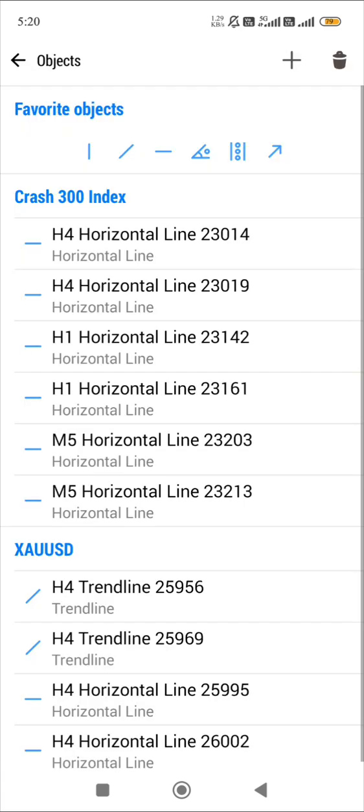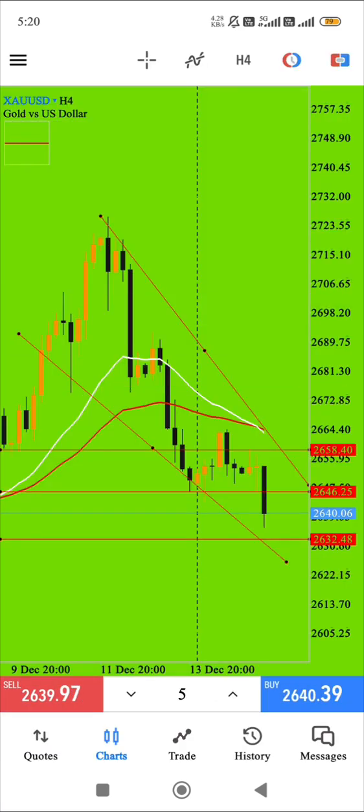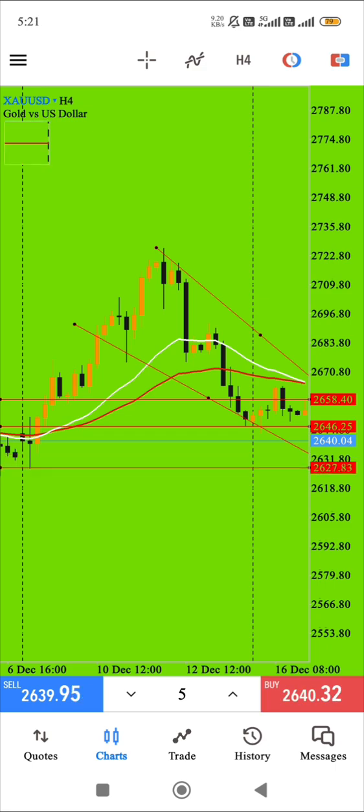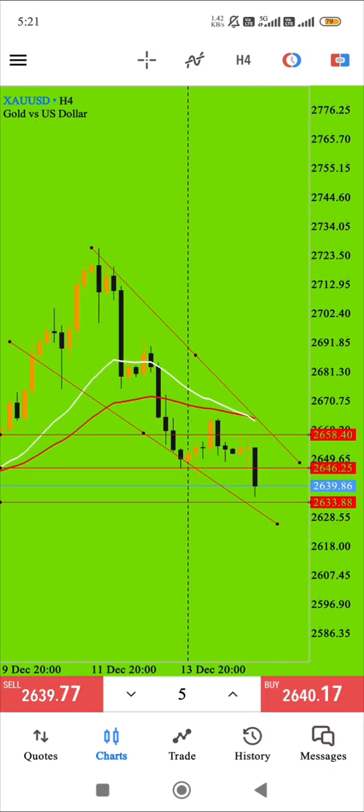There is one more trend line here. This is 2633, the support line. It will reject the support line and the market will go up, like that. Gold is a little bit up at 2658. It will go up.